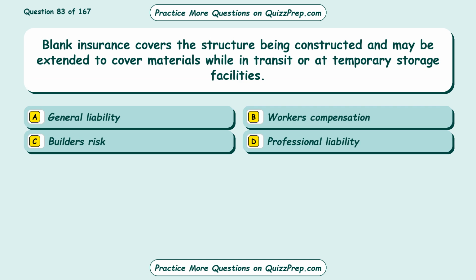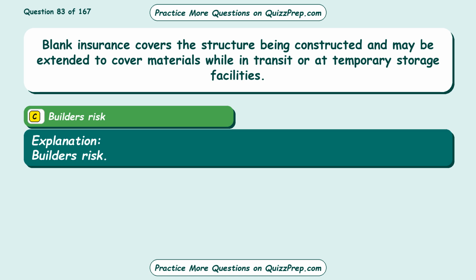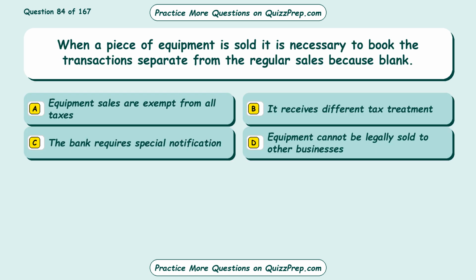Question 83. Blank insurance covers the structure being constructed and may be extended to cover materials while in transit or at temporary storage facilities. Option A, general liability. Option B, workers' compensation. Option C, builder's risk. Option D, professional liability. The correct answer is option C, builder's risk.